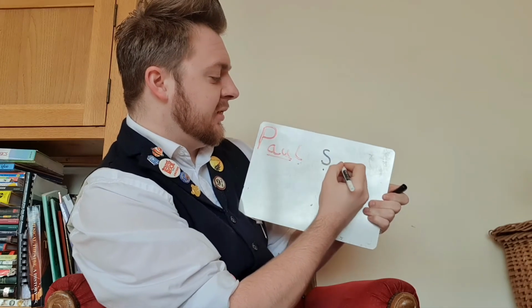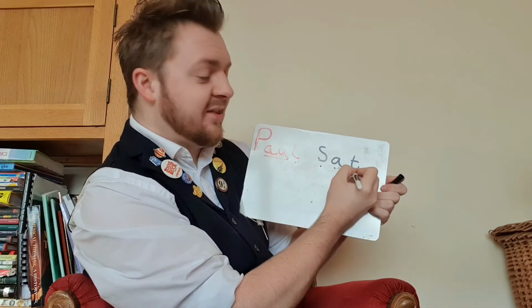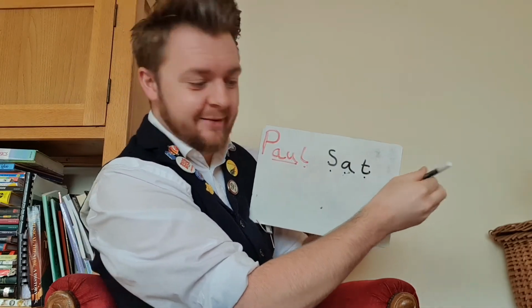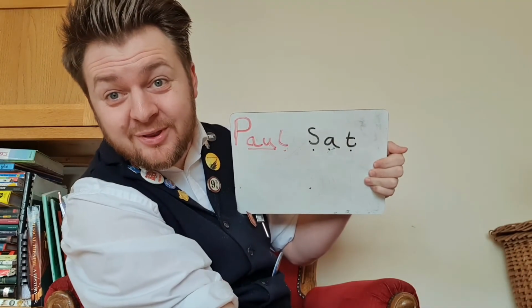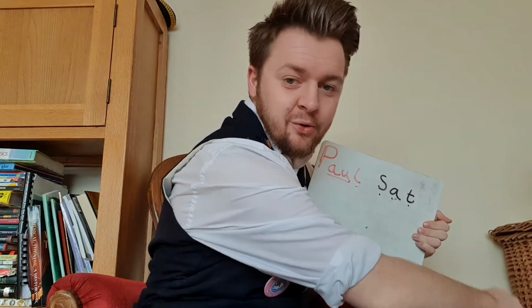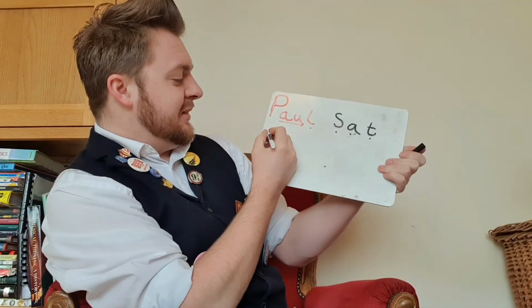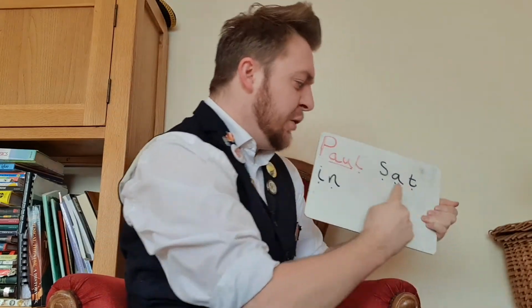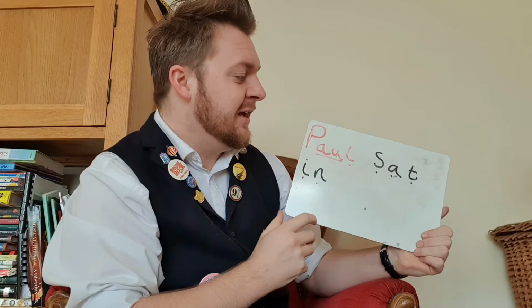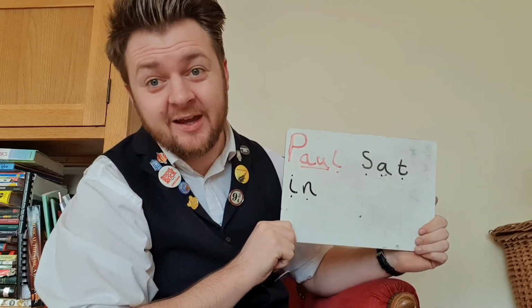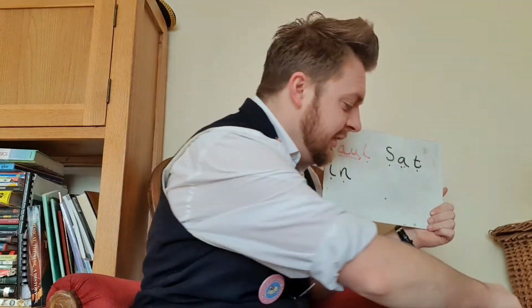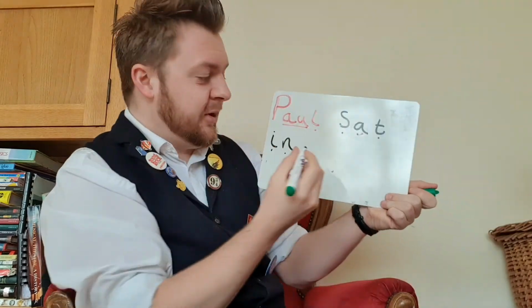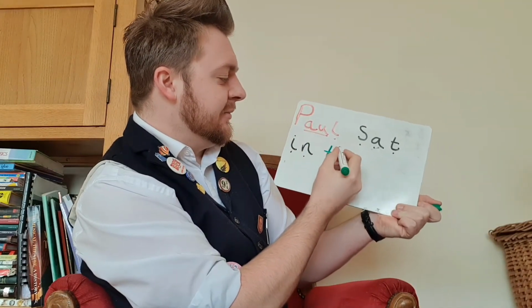with our black pen. S, a, t. Paul sat. There we go. I'll just angle the board so it doesn't get light on it. Paul sat in. Oh, I can still use my black pen for that one. Paul sat in. And you probably wouldn't have even needed to sound those words out because I reckon your phonics knowledge is fantastic. And we recognise sat from when we first started learning phonics. Sat. Paul sat in the, which is the tricky word. So I'm using my green pen. T-H-E, the.